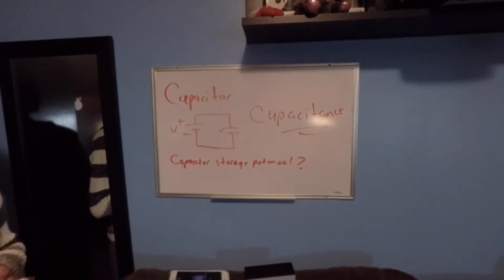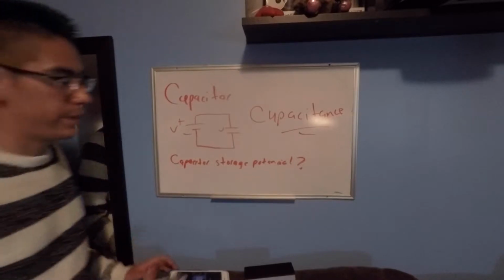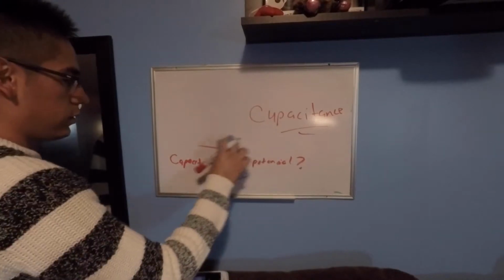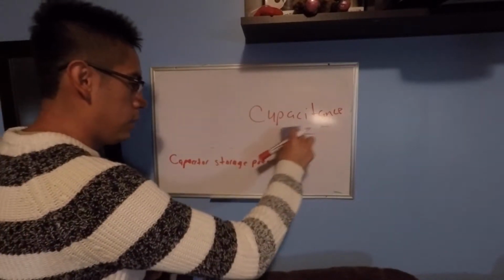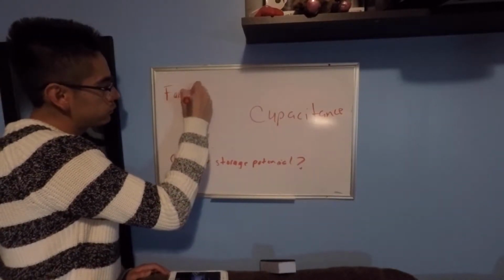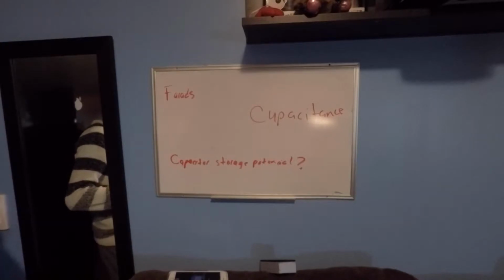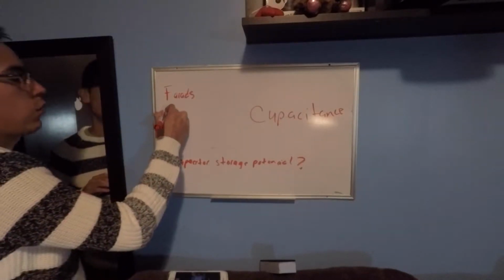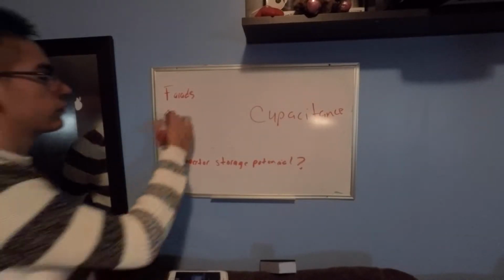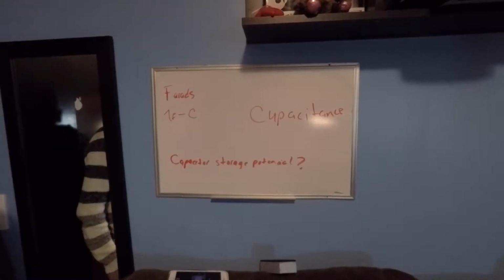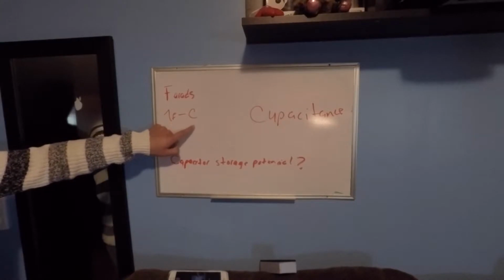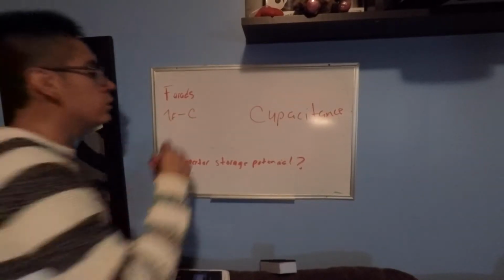Capacitance is measured in units called farads, the SI unit. Farads are the principal unit. 1 farad can store 1 coulomb. Coulomb is obviously charge, and this is at 1 volt.